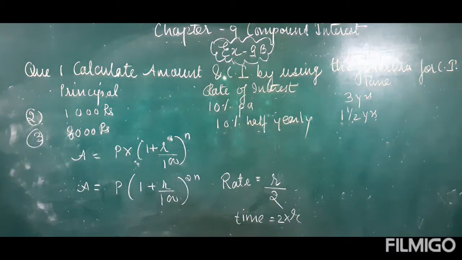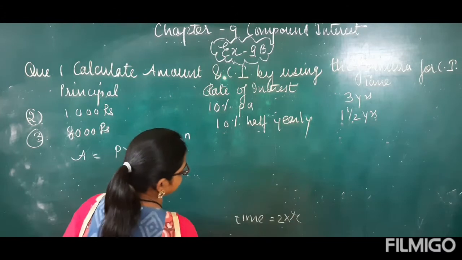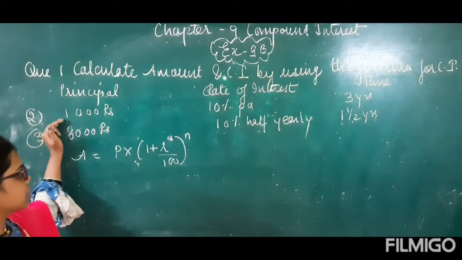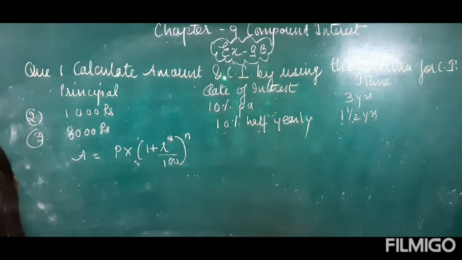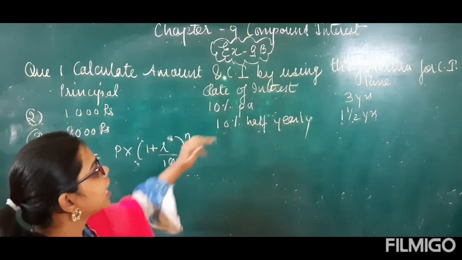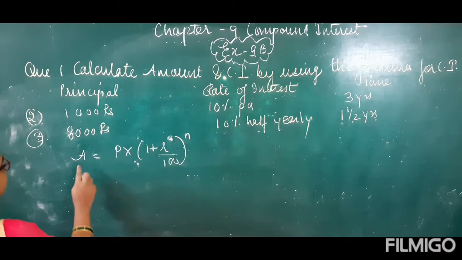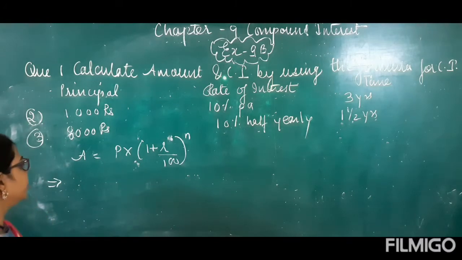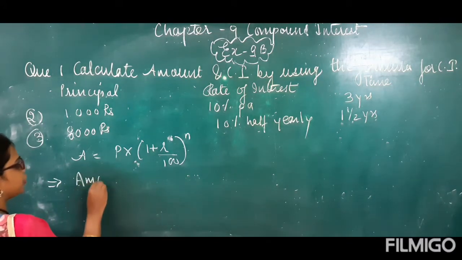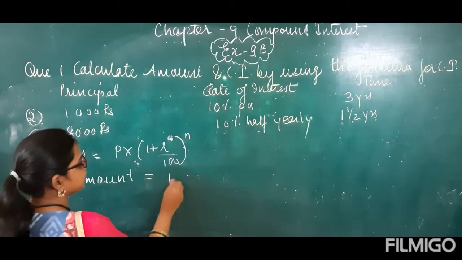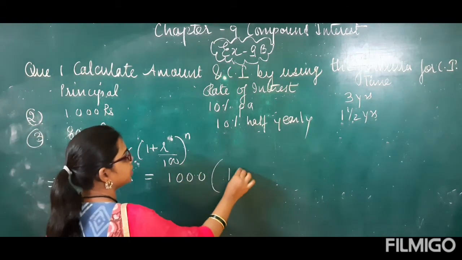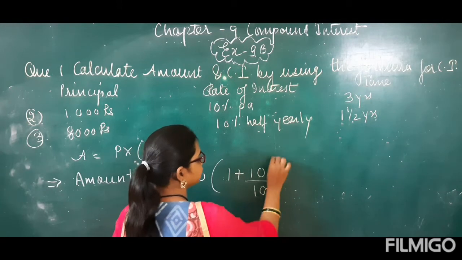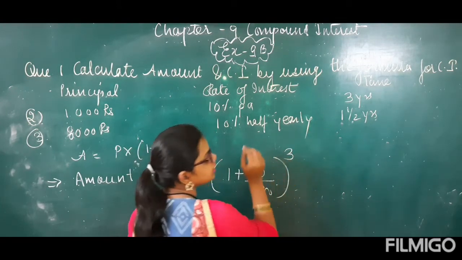So let's start with the first question of exercise 9b. Here the principal is given as 1000, the rate of interest is 10% and the time is given as 3 years. By the formula of amount, it is given p into 1 plus r upon 100. Amount you have to find out. Amount will be p, principal is 1000, plus r, here given as 10% upon 100, to the power n. N is given as 3 years.